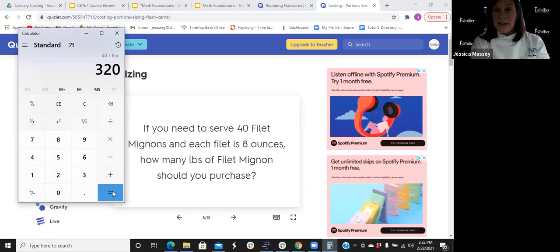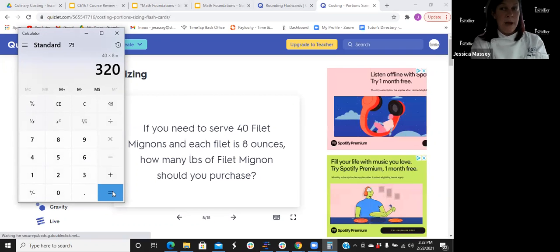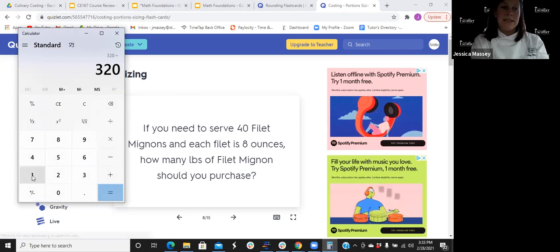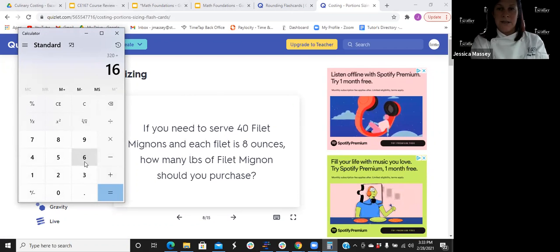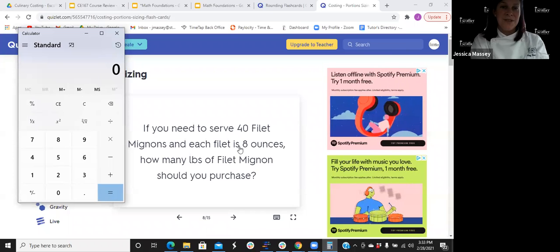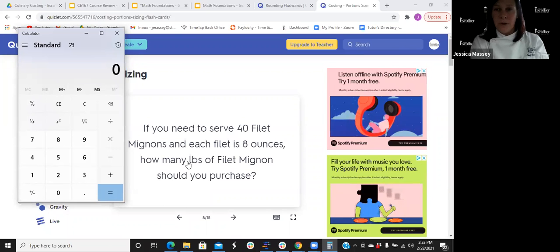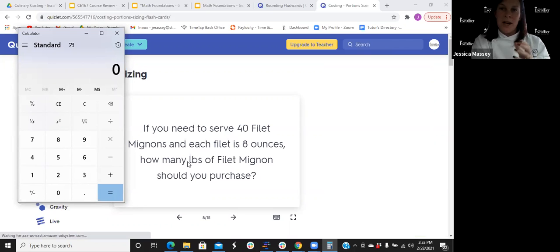That means I need 320 ounces of filet mignon, but this is asking me how many pounds. So if I divide this by 16, because we know there's 16 ounces in a pound, I would need 20 pounds. Now, if you're like most chefs, you probably said 8 ounces, well, 2 of those equals 1 pound, right? That's half of 40. So there's a few ways you can go about it. I highly recommend the way I showed first, just because it's not the shortcut, easy math way.